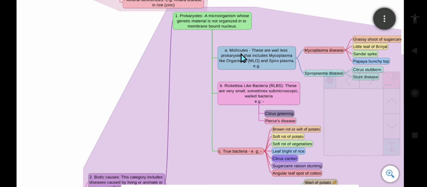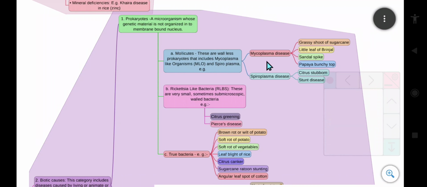First one is A, molecules. These are wall-less prokaryotes that include mycoplasma like organisms, MLO, and spiroplasma. Its examples are mycoplasma diseases: grassy shoot of sugarcane, little leaf of brinjal, sandal spike, papaya bunchy top. And second one is spiroplasma diseases, citrus stubborn stunt disease.